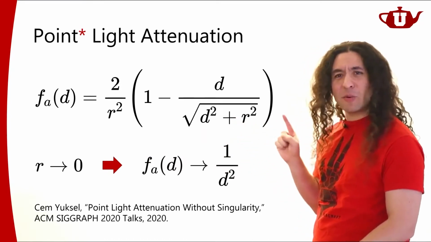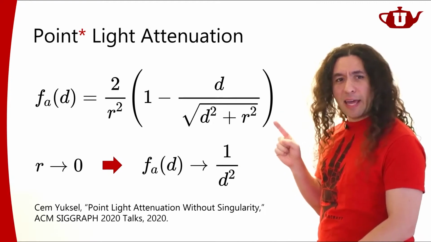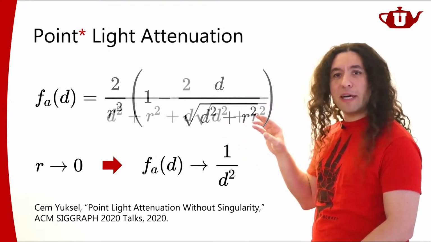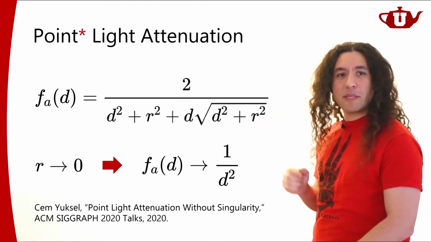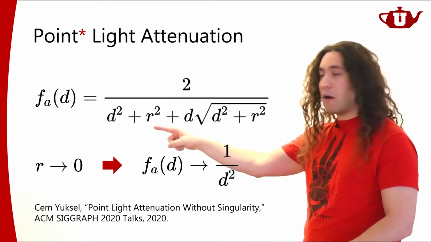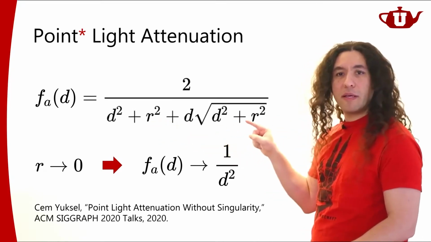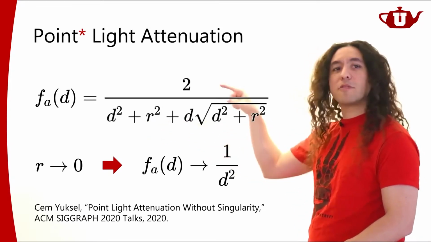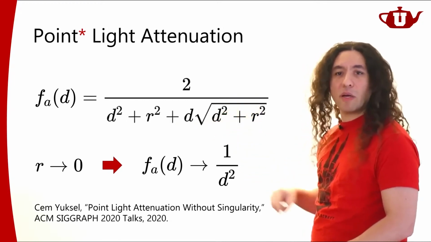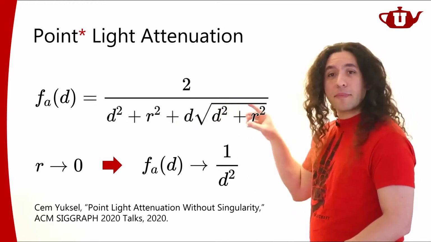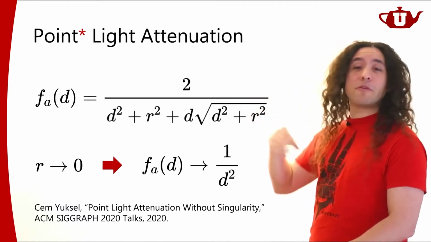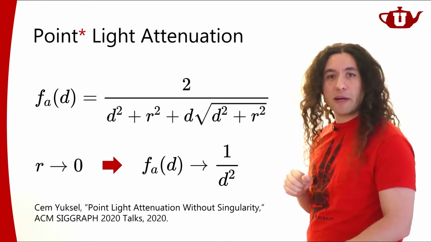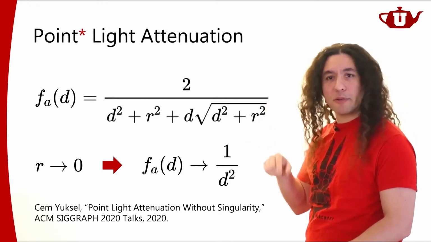Now, it's not so easy to see that is the case just by looking at this formula. But if I rearrange the terms and write this formula like this, that becomes a bit easier to see. When r is 0, this r squared disappears, this r squared disappears, so I get d squared plus d squared, so 2 over 2d squared, that means 1 over d squared, right? And actually, if you ever want to implement something like this, this is the form that I would recommend, because this turns out to be numerically a bit more stable. So use this formula, not the previous one.